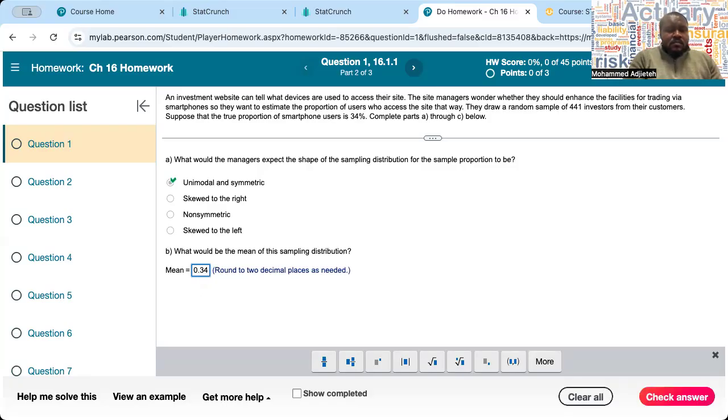Is true proportion and probability of success the same thing? Yeah. Okay, okay.